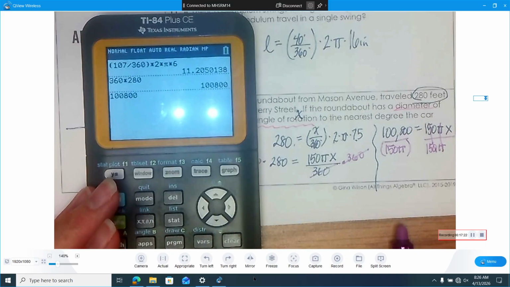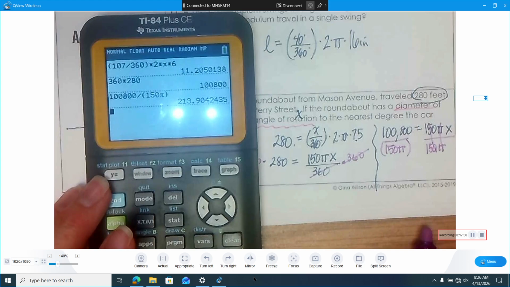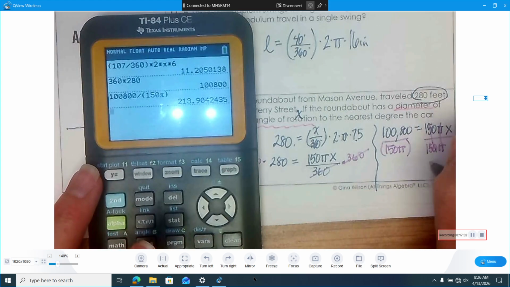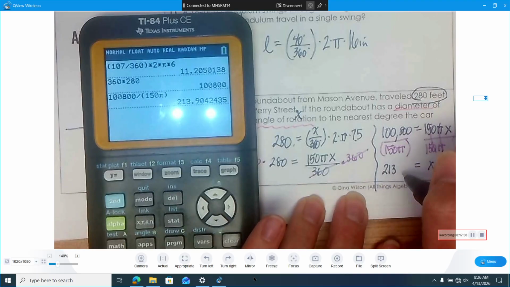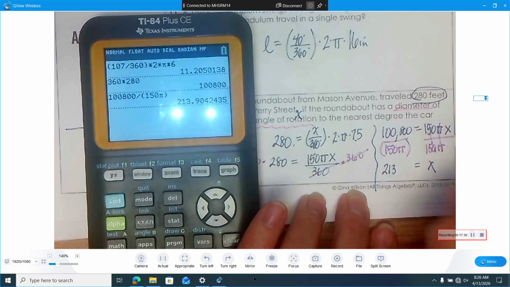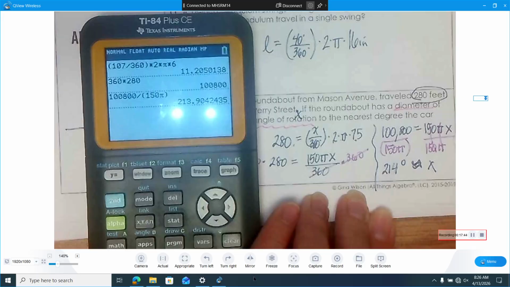So 100,800 divided by parentheses 150 pi. So there's our answer. So x equals 213. 214. They want it to the nearest degree. So 214 degrees approximately. Okay.